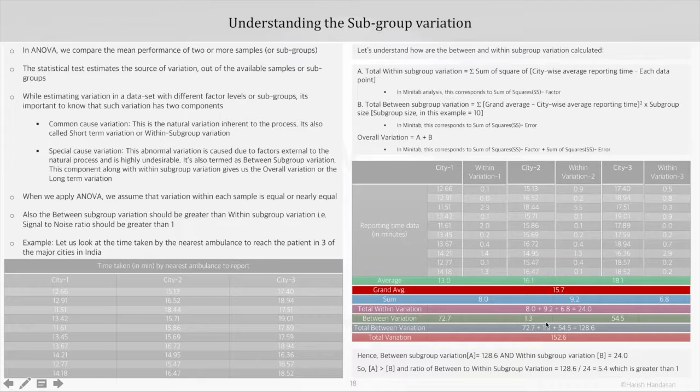And as a cross validation, we can check the ratio of between and within subgroup variance. So in this case, 128.6 is greater than 24. So the signal to noise ratio or the ratio between and within subgroup variance is obviously greater than 1. So the subgroups in this example are distinct and different from each other.